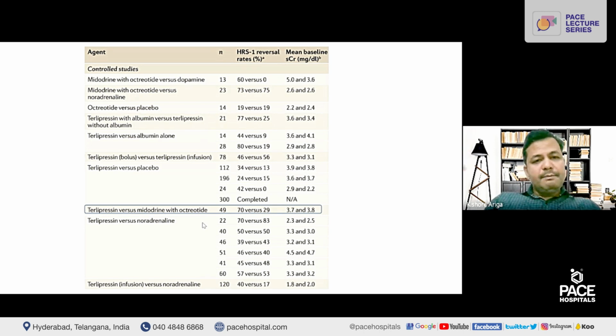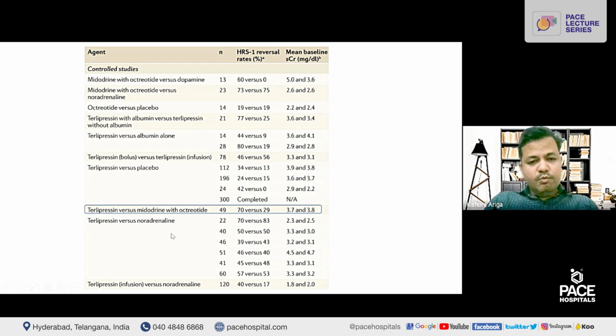So coming to the comparison of terlipressin with midodrine and noradrenaline. It is proven that terlipressin is more effective when compared to midodrine and octreotide. Here we can see in this study the reversal rate of HRS1 is 70% with terlipressin, whereas it was only 29% with midodrine with octreotide. And if we compare terlipressin with noradrenaline, generally the response is almost equal between these two. Here these are the studies with the number of patients. Here we can see the terlipressin IV bolus dose was compared to noradrenaline infusion.